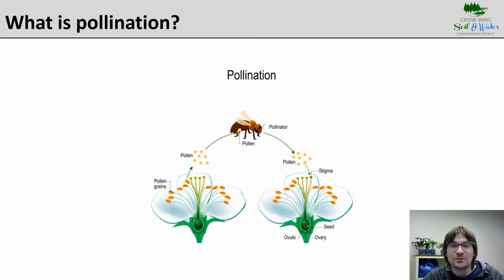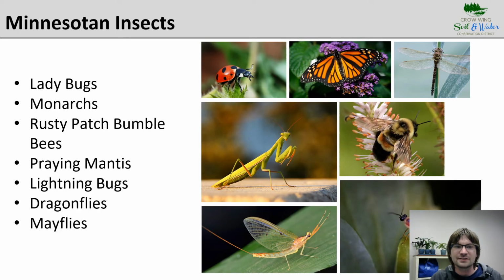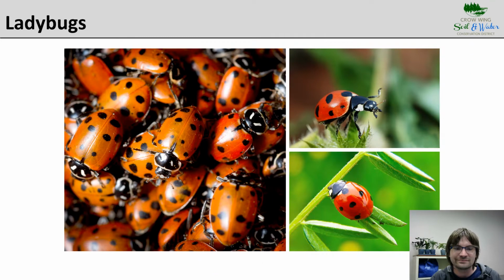Now, when the animal goes to visit another flower for the same reason, pollen will fall off onto the flower's stigma, and that will produce seeds for that flower. Now let's run through some common Minnesotan insects so you can maybe identify them when you're outside. We're going to take a look at ladybugs, monarchs, the rusty patch bumblebee, praying mantis, lightning bugs, dragonflies, and mayflies.